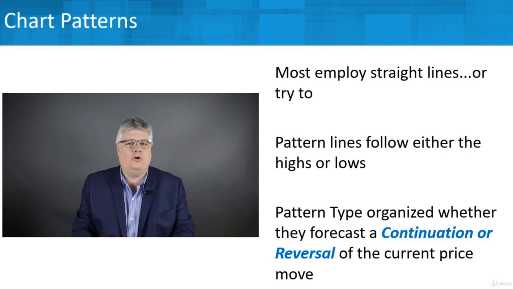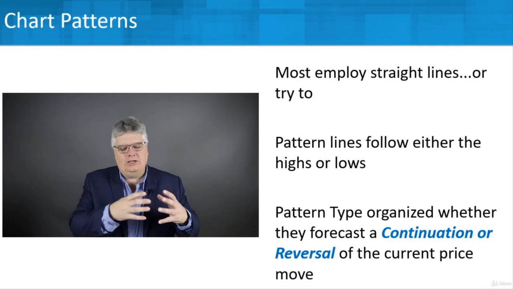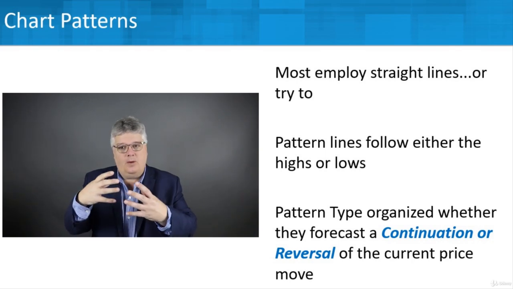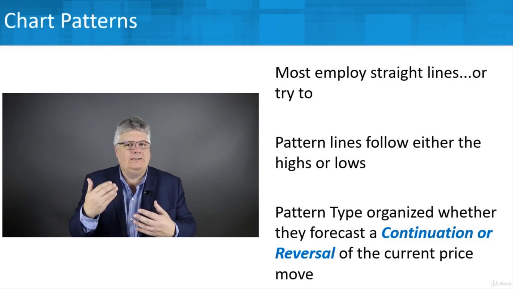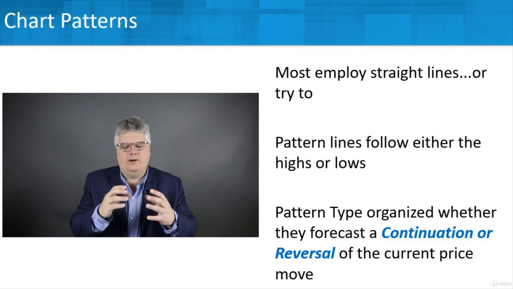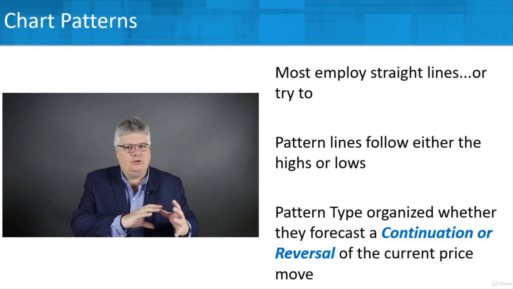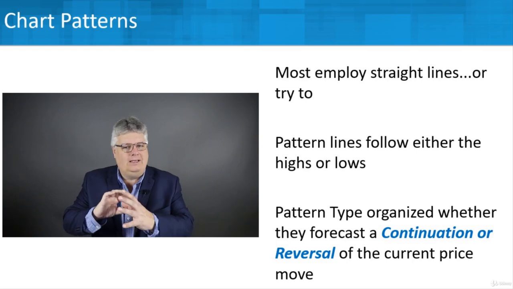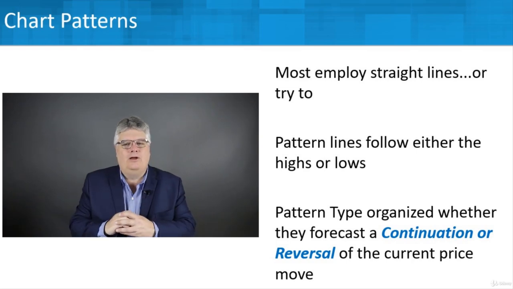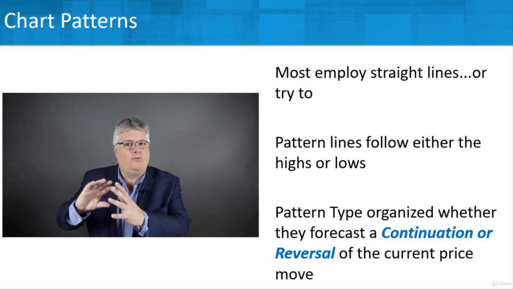And pattern types are organized by whether they forecast or indicate a continuation or a reversal of the current price move. So the idea is you're seeing a trend, either upwards or downwards, and you want to look at that pattern that's developing and see, when you recognize that pattern and maybe trade around it, is it going to continue? Let's say it was an uptrend. Is it going to continue in that uptrend? If we've already bought, we might want to keep holding until it gets to a reversal point, or maybe we want to buy now and ride that uptrend.